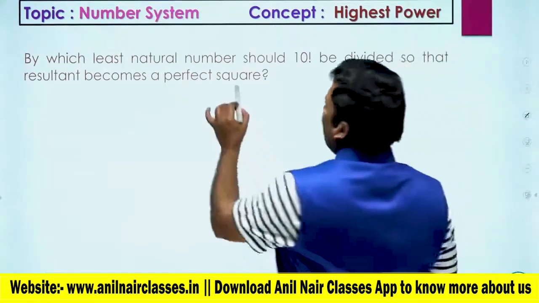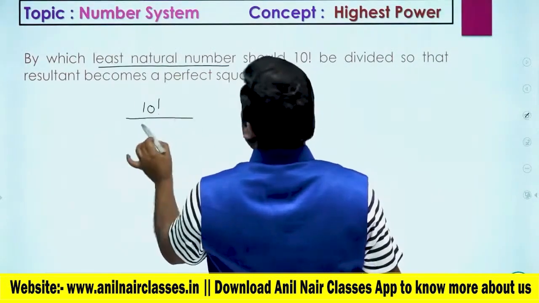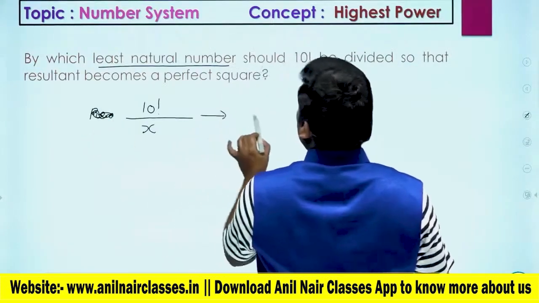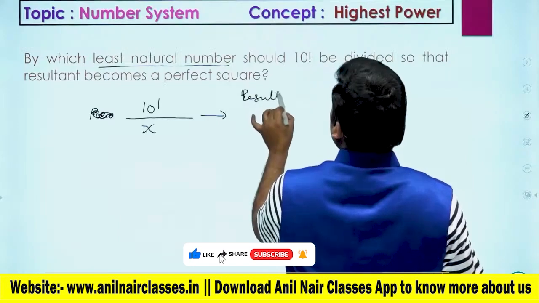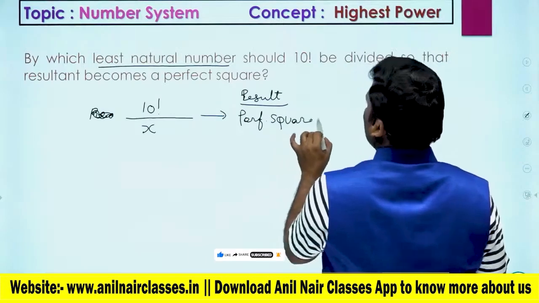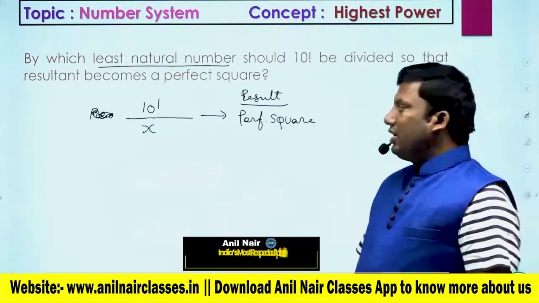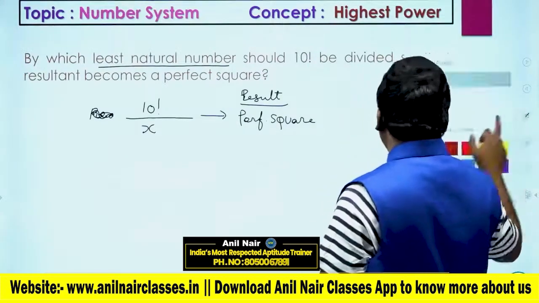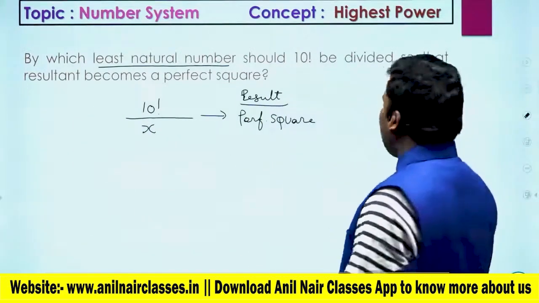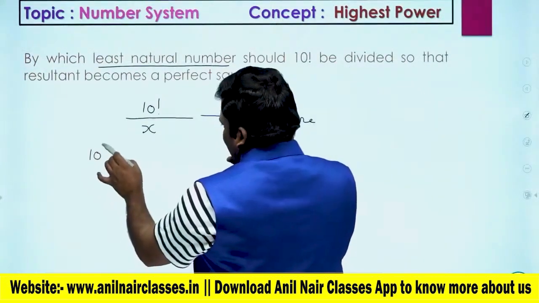By which least natural number, smallest natural number, should 10 factorial be divided such that the resultant is a perfect square? Now listen carefully. 10 factorial should be divided by the smallest natural number such that the resultant is a perfect square. So first we will write down 1 to 10.